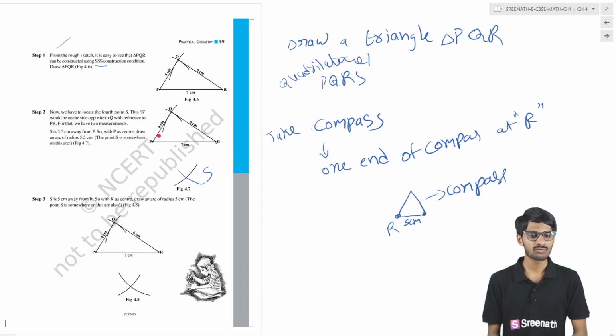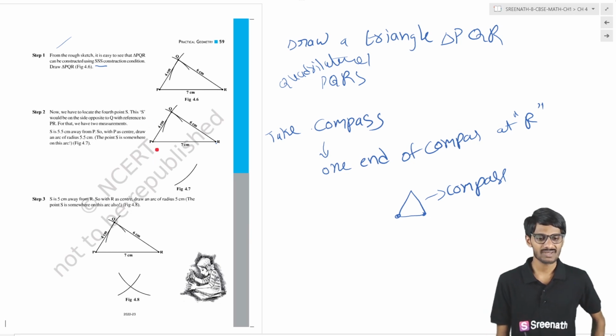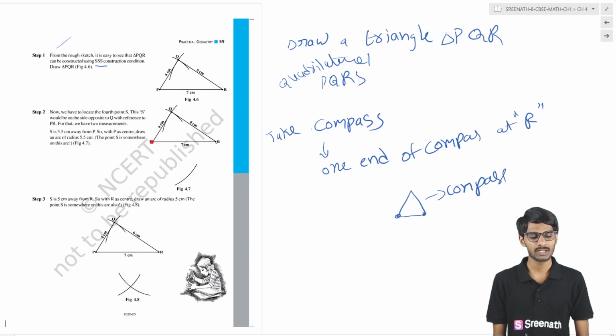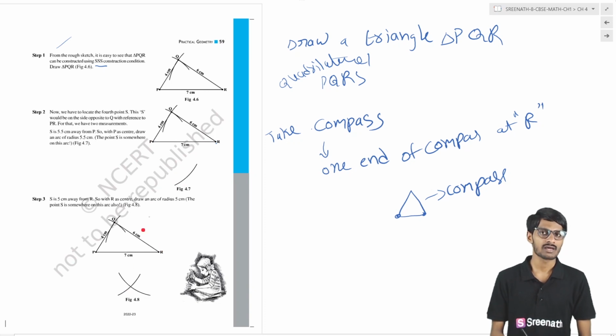Okay students, basically here he started in step 2 in your textbook. They first started to draw an arc from P, but I have told you to draw at R. So no problem students, drawing from P and drawing from R is the same. Why? Because if you draw from P here, in the next step we will draw at R. Suppose you draw from R now, then in the next step you have to draw from P.